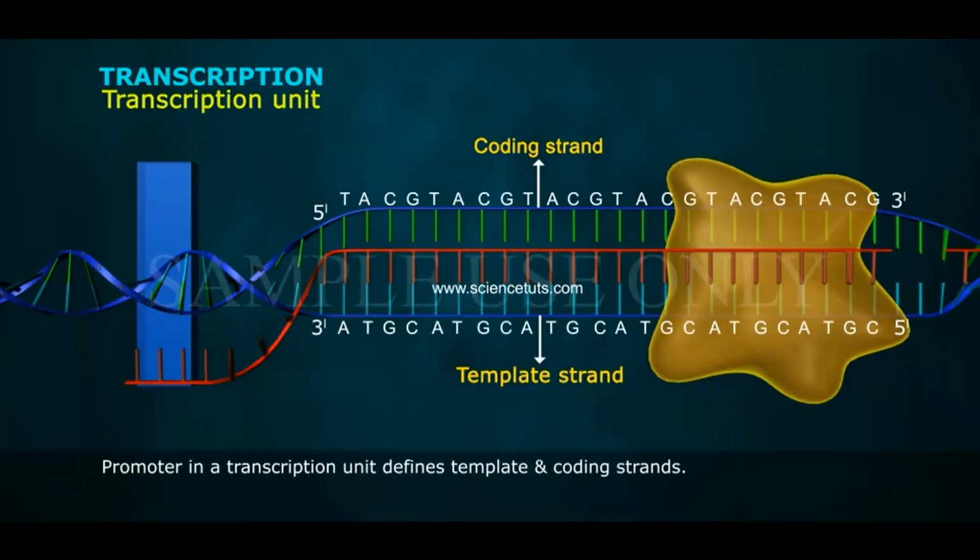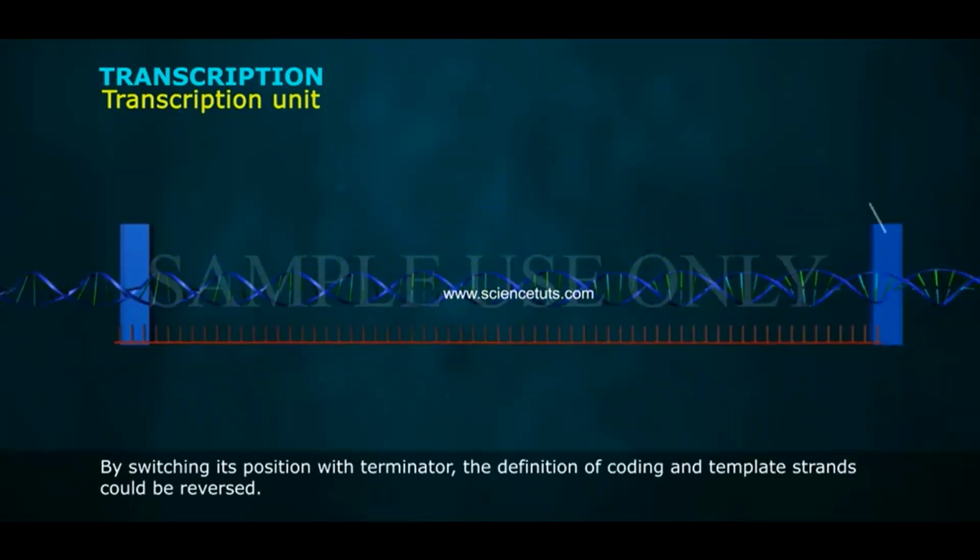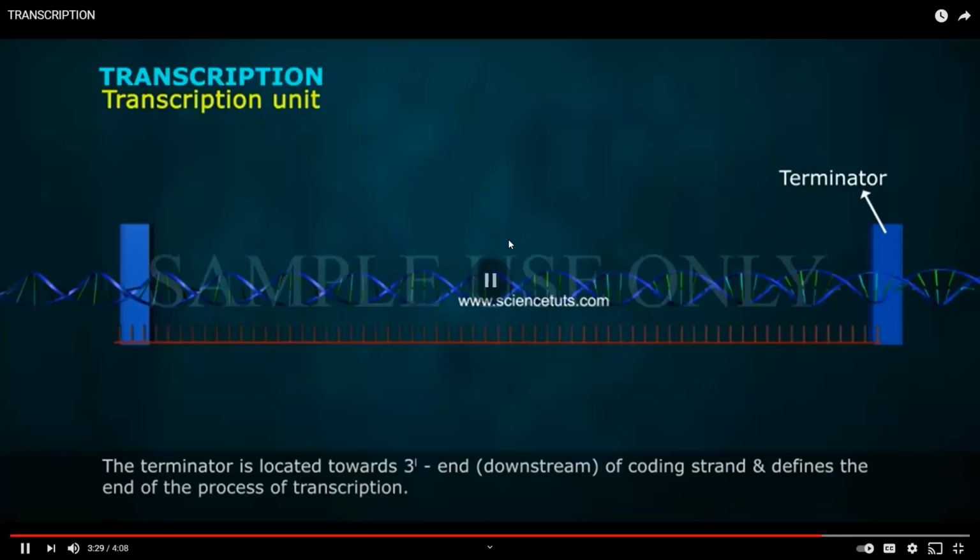The promoter in a transcription unit defines the template and coding strands. By switching its position with the terminator, the definition of coding and template strands could be reversed. The terminator is located towards the 3' end. Yeah, so it is done now.